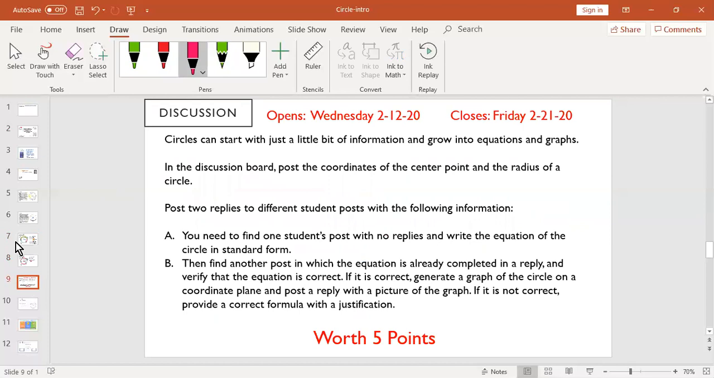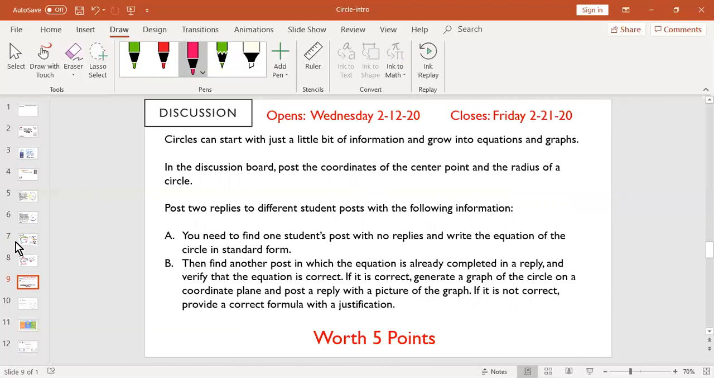So your discussion, which opens today and closes Friday the 21st, is worth 5 points. For your first post, all you have to post is the center, a point, and a length for the radius. That's all I want. Then you're going to reply to 2 of your classmates. On one, you're going to say, here's the equation I came up with for your circle in standard form. Then you're going to look for a second classmate who already has somebody who wrote the equation, and you're just going to double check: did they do it correctly, or did they mess up a sign or something?